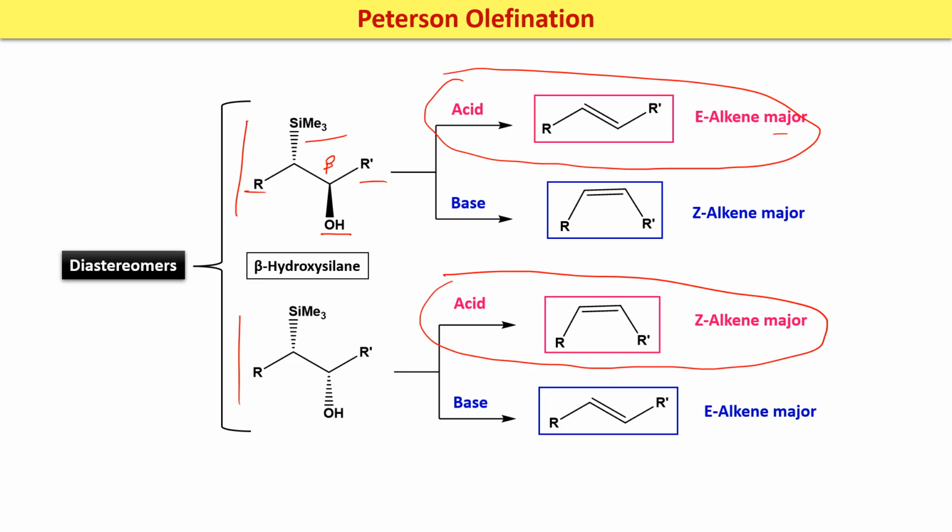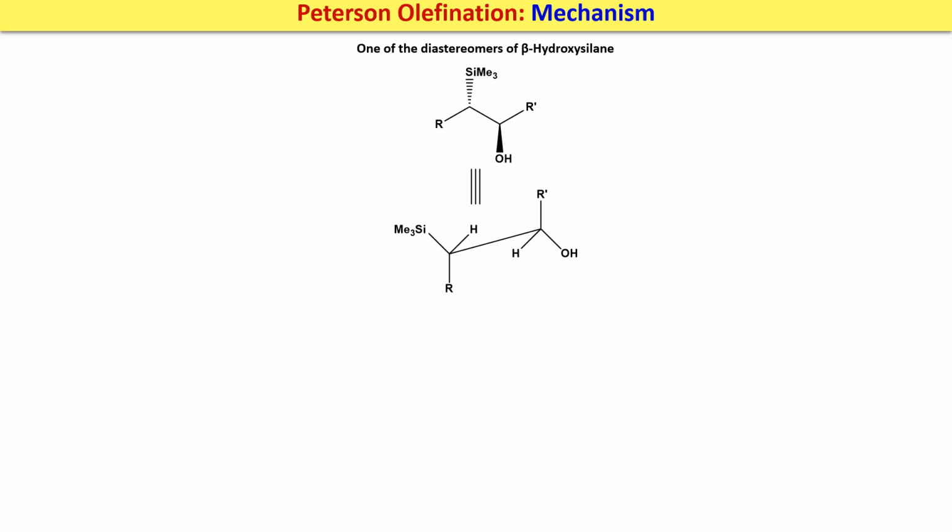Now this is a very important feature of this Peterson Olefination. This is basically the elimination step, right? Where the SiMe3 group and OH group, these two are removed, and in this place we are getting a new CC double bond. So we can say this is a stereospecific elimination, because when you fix the condition to acid or to base, from two different diastereomers you are getting two different alkenes, right? E alkene or Z alkene. Now next we will see the mechanism.